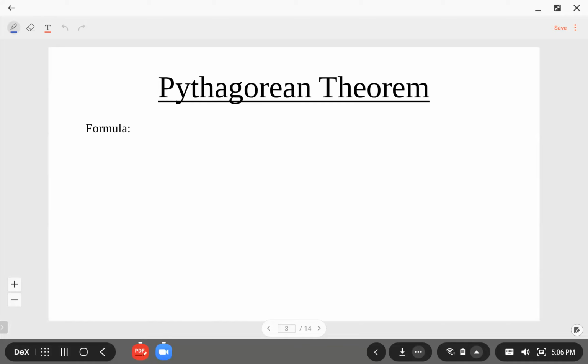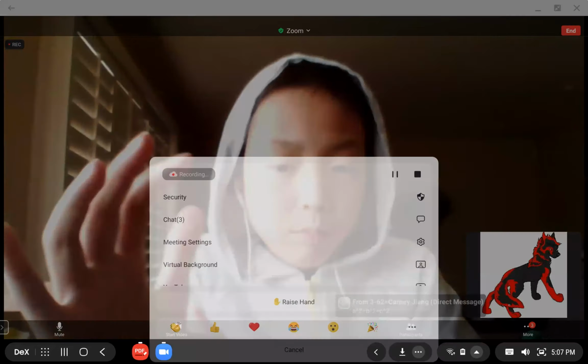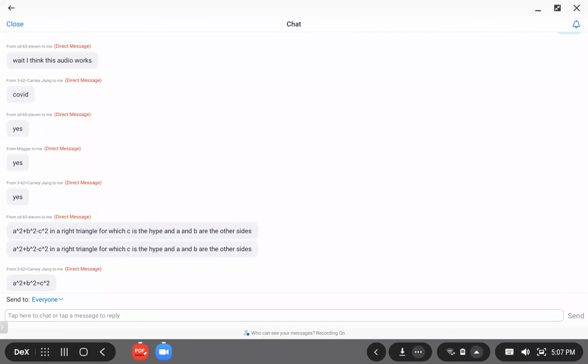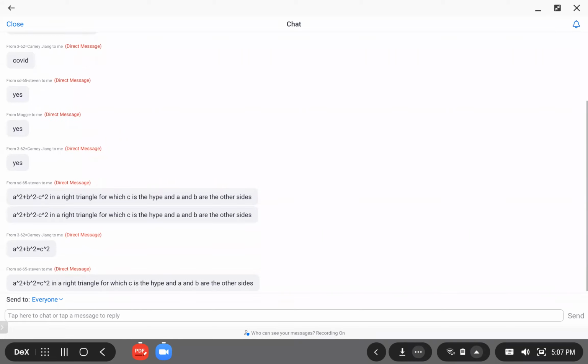Okay, so the Pythagorean theorem. Does anybody know what the Pythagorean theorem is? If you do know, please put it in the chat. Yes. a squared plus b squared equals c squared in a right triangle. Yes. And c is the hypotenuse, and a and b are the triangle legs. Very good.